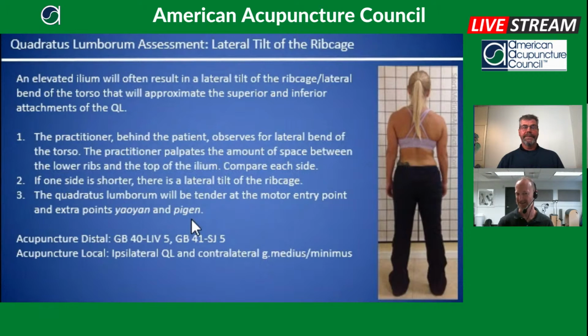And looking again at the fact that the QL is a cross-link, we need to treat multiple structures and look at its role in communicating between multiple structures, instead of just the QL, maybe put a little electrical stim on it, out the door, next patient comes in.